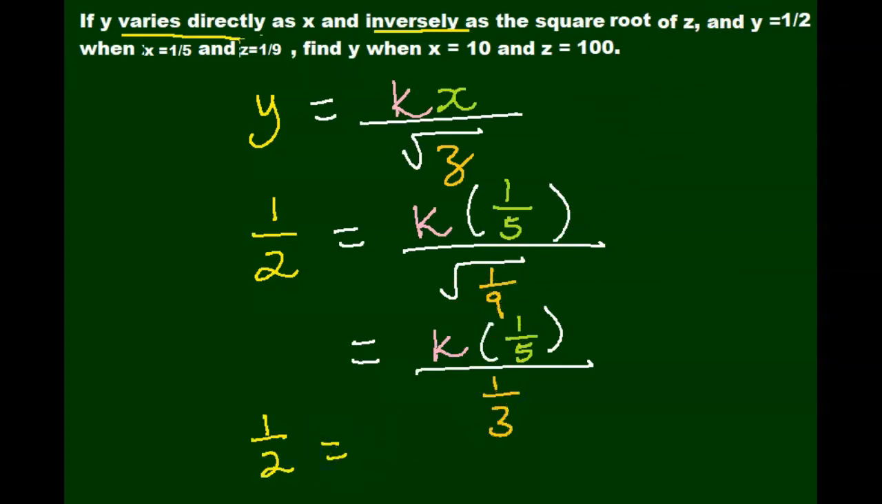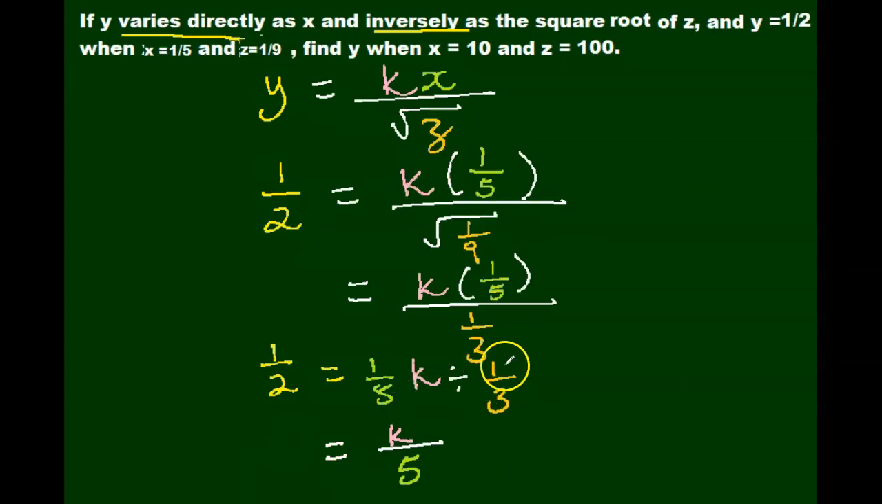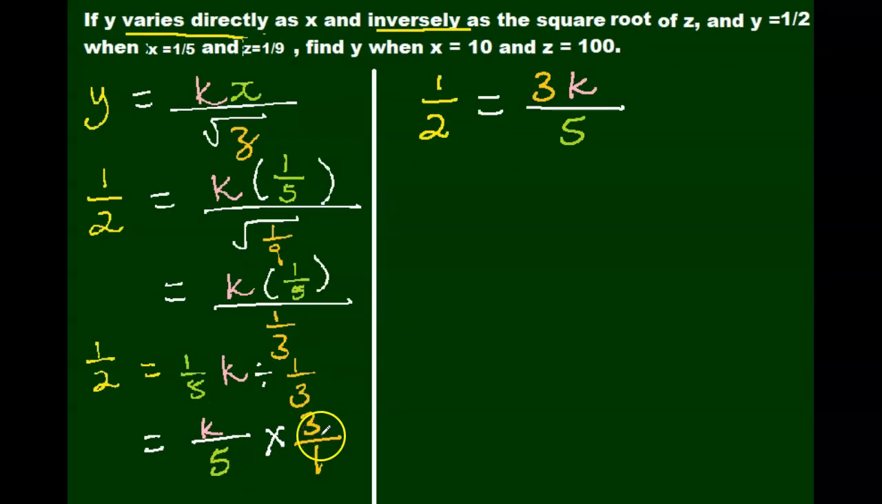Half equals 5k divided by 1/3. And when we have a fraction divided by another fraction, we can change that divide to a multiply and flip our fraction behind the multiply sign to take its reciprocal. Simplify by multiplying across. k times 3 gives me 3k. 5 times 1 gives me 5.